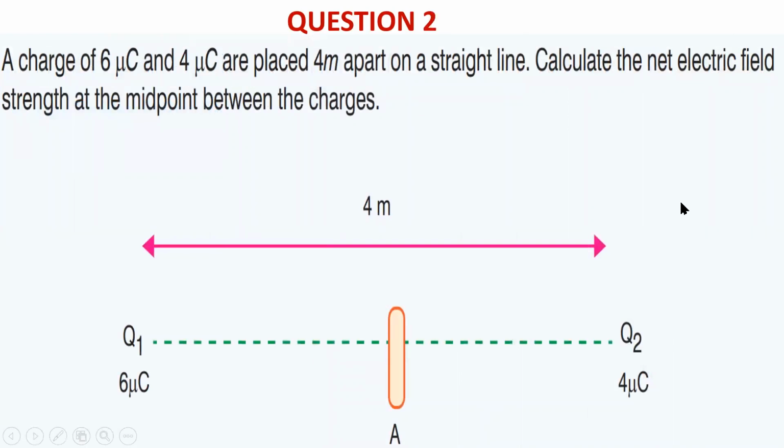So you have first charge Q1 equal to 6 microcoulombs, and Q2 equal to 4 microcoulombs. The distance between these two is 4 meters. All right, so calculate the net electric field at the midpoint between the charges.